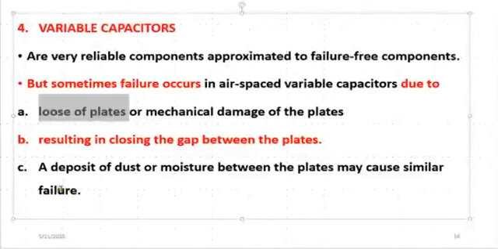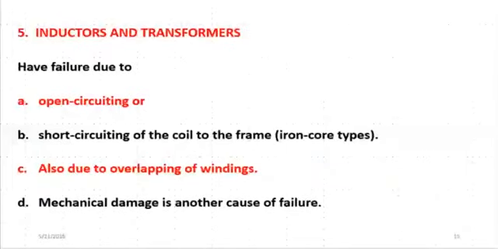in existence. And also another reason that causes problems in the variable capacitor is the deposit of dust or moisture between the plates. If we have dust between them, moisture between them, we can have a problem because the dielectricity between them is reducing, and therefore the overall value of the capacitance is also reducing.